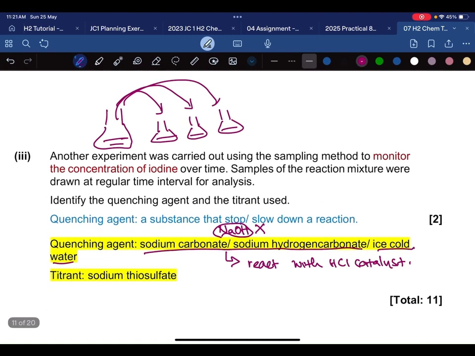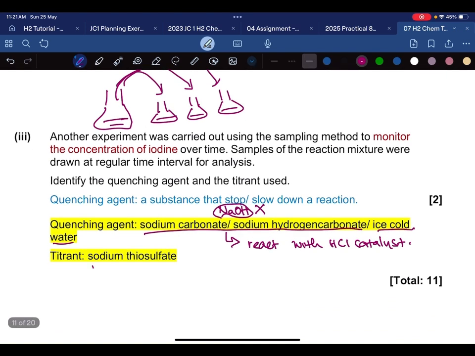For the next part, you are also required to identify the titrant. Every time you have iodine and you want to monitor iodine with your titrations, definitely it's going to be thiosulfate, because this is the only titrant that you can use.